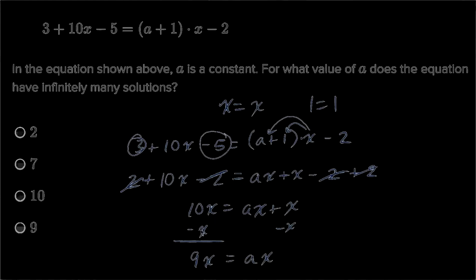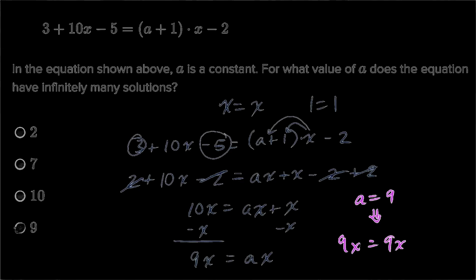ax. So how could I have an infinite number of solutions, an equation that's going to be true for any x? Well, if a was equal to 9, because if a is equal to 9, then you're going to have a situation where 9x is going to be equal to, instead of a, I'd write 9, 9x. Well, that's going to be true for any x. Any x times 9 is going to be equal to that same x times 9 again. You're going to have an infinite number of solutions. And so a needs to be equal to 9.